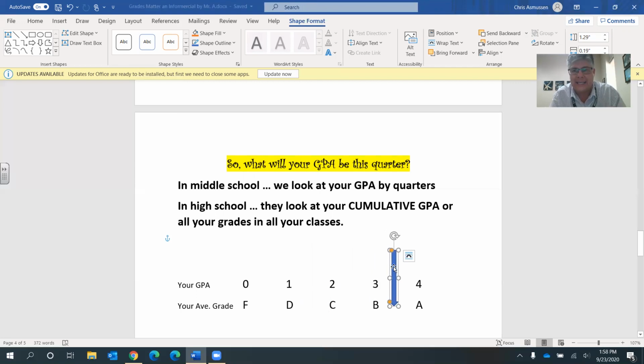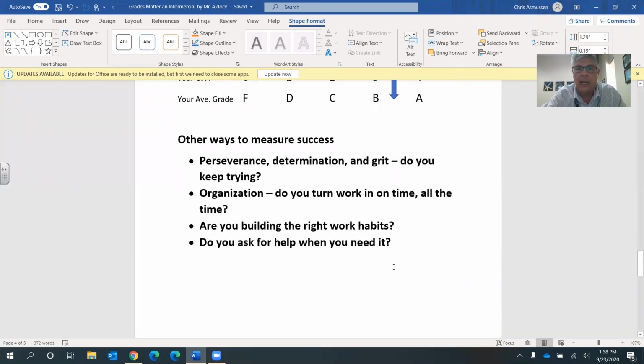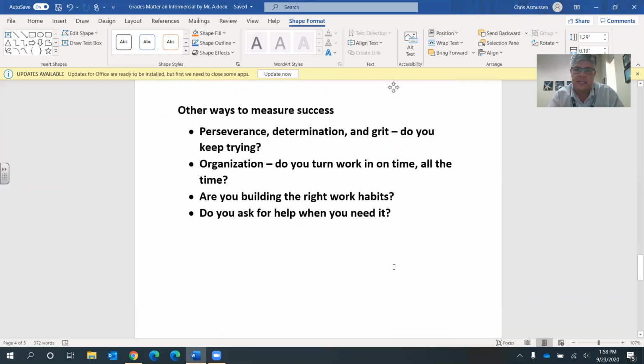Now, also, let's keep things in perspective, boys and girls. Grade point average is one way to define and measure success. It's not the only way. Let's talk about the fact that sometimes success is measured in perseverance, determination, and grit. Right now, we are in a COVID pandemic and you are learning remotely and online. It is hard. I know that you can do hard things, but it is hard. And maybe just the fact that you have not given up, that you keep trying, even if your grades are low, that is a measure of success.